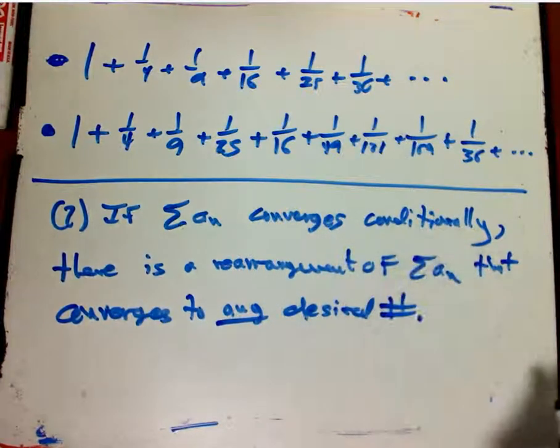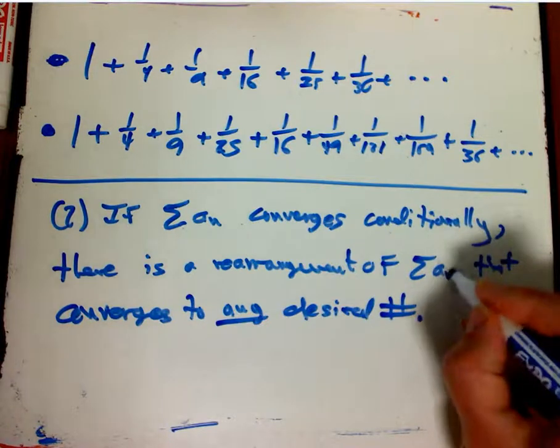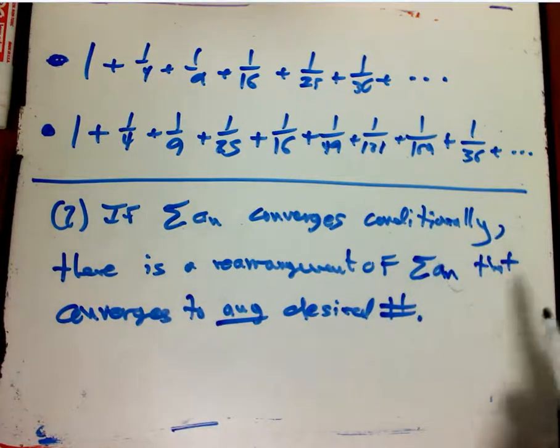Or I can make it diverge. I can make it diverge to plus infinity. I can make it diverge to minus infinity. I can make it diverge by wiggling in different patterns. I can do a lot of crazy stuff with this.